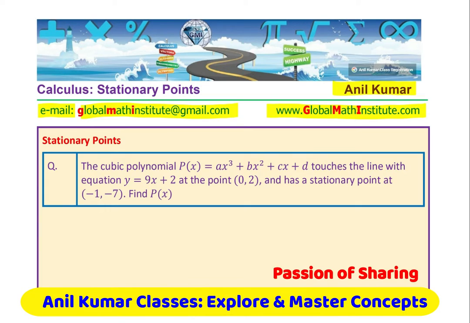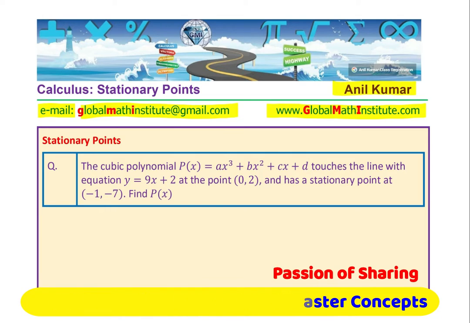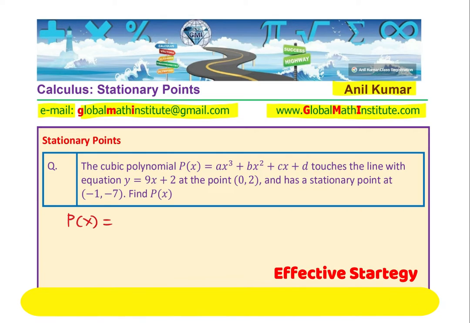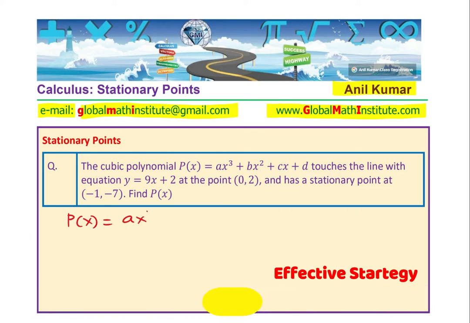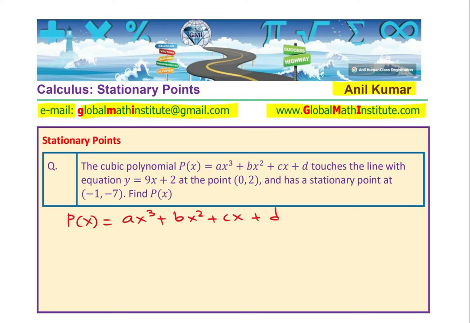Let us now try to understand the strategy of solving such questions. We are given a polynomial, which is the general form of a cubic equation: ax cubed plus bx squared plus cx plus d. Now, since we need to find a, b, c, and d, what do we need? We actually need 4 different equations, right? So, find 4 parameters.